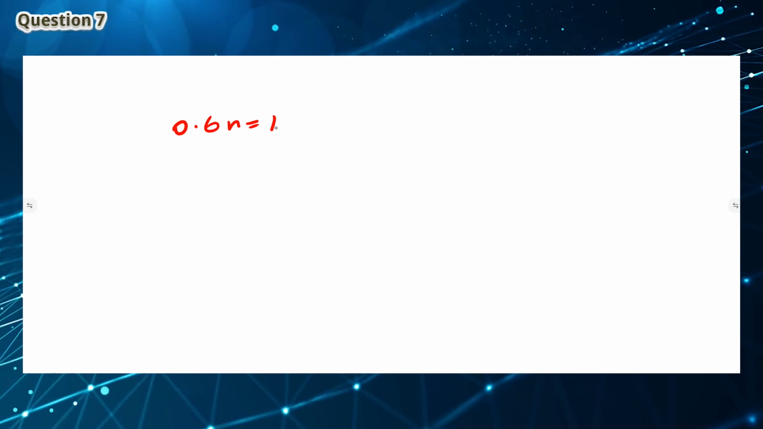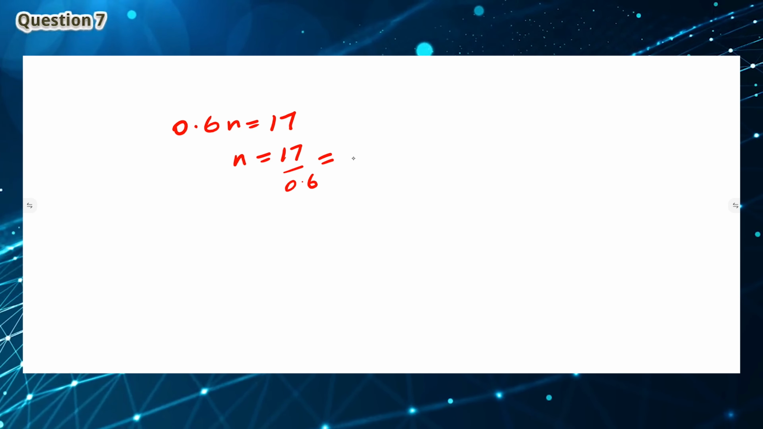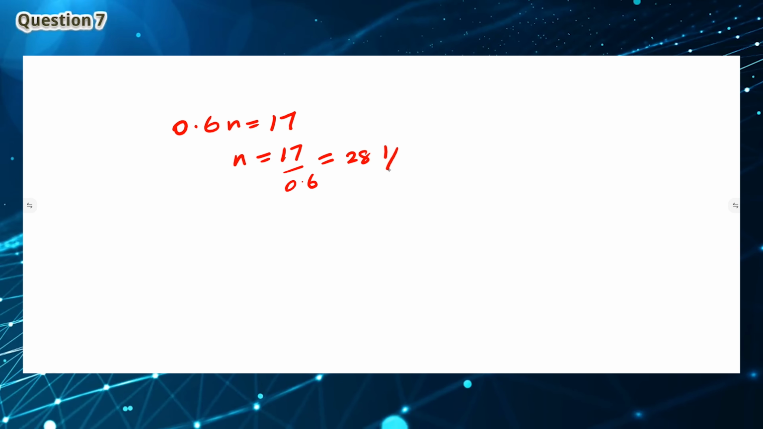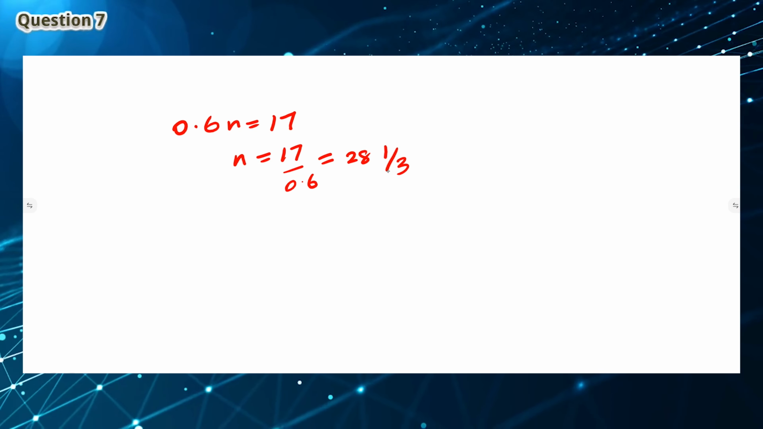Let 0.6n be equal to 17. We can solve this to find that n is equal to 28 and 1/3. The closest integer to this is 28. This means for any n up to 28, the value of 0.6n is smaller than 17, which means that the largest such integer is n equal to 28, which gives E.